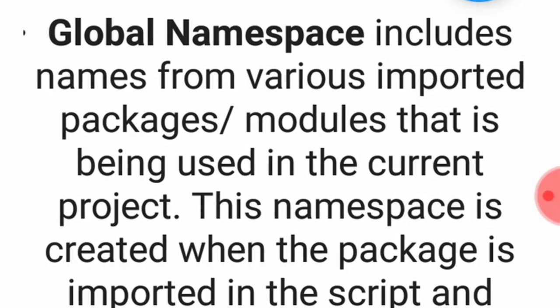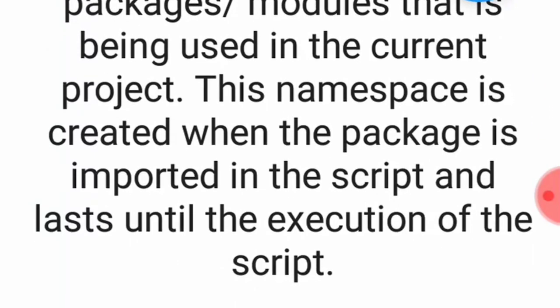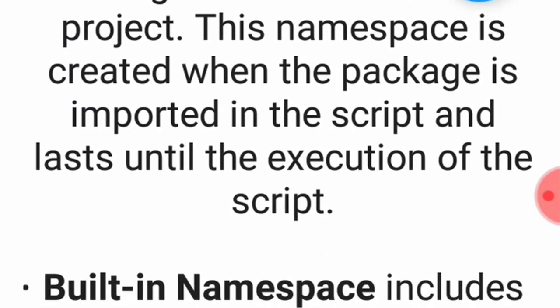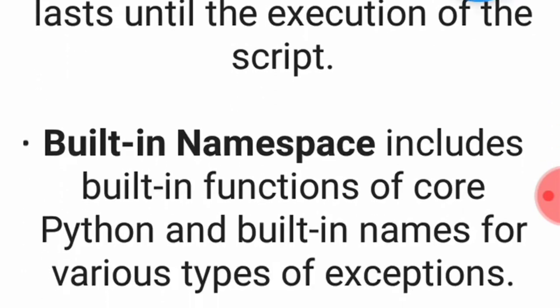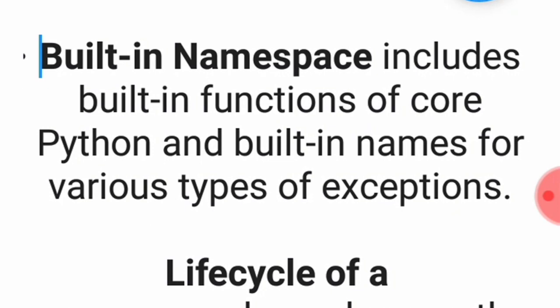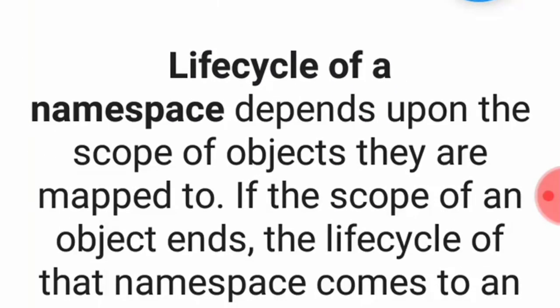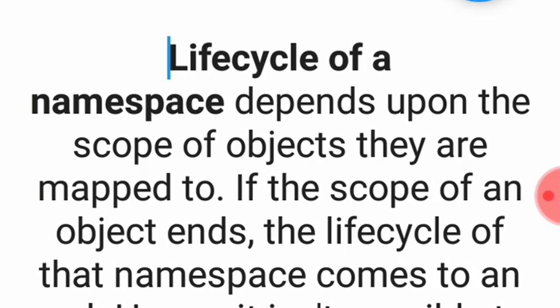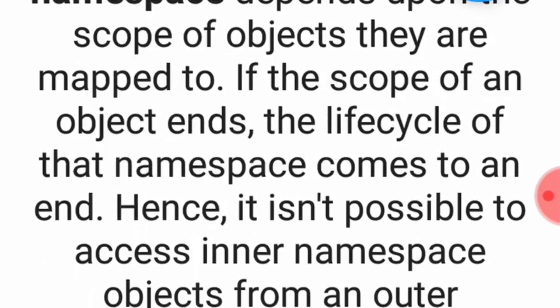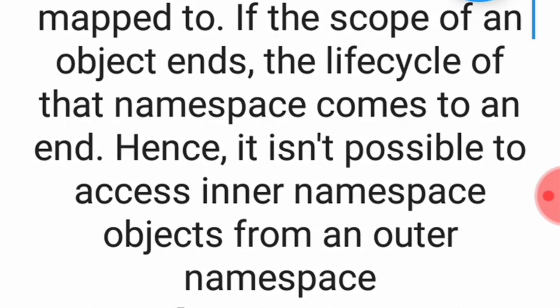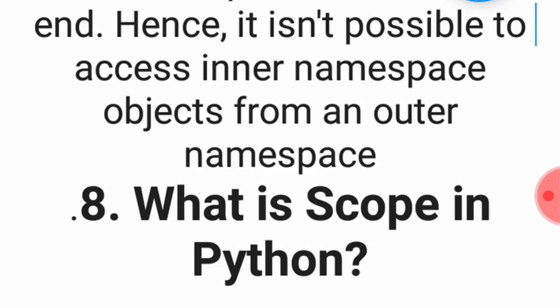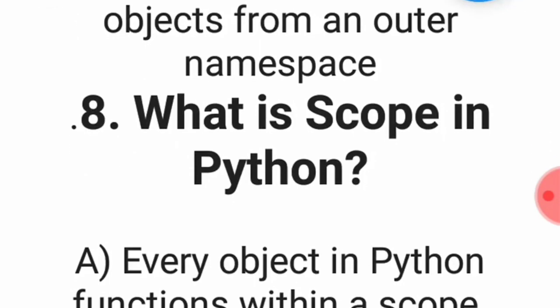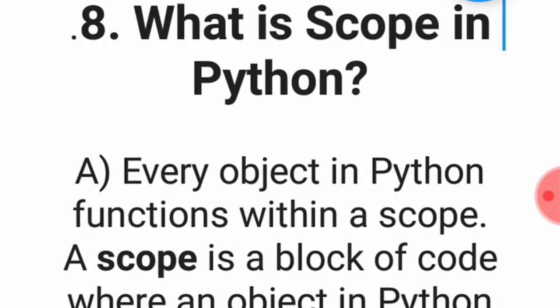Global namespace includes names from various imported packages and modules that are being used in the current project. This namespace is created when the package is imported in the script and lasts until the execution of the script. Built-in namespace includes built-in functions of core Python and built-in names for various types of exceptions. The lifecycle of a namespace depends upon the scope of objects they are mapped to. If the scope of an object ends, the lifecycle of that namespace comes to an end. Hence, it isn't possible to access objects in an inner namespace from an outer namespace.